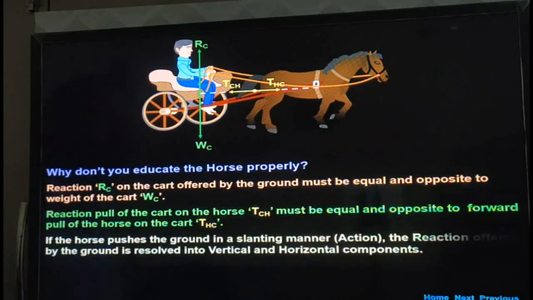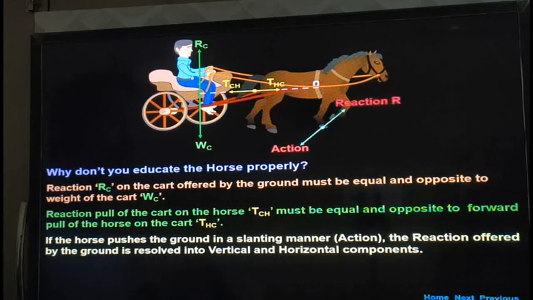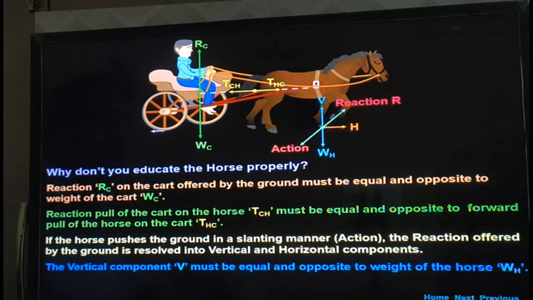As the horse pushes the ground, that is the action, the ground also provides an equal and opposite reaction. This reaction can be resolved into two parts, horizontal and vertical. If this horizontal component is greater than TCH, then the horse will move forward. The weight of the horse is supported by the vertical component. And the cart will move forward if THC is more than F.